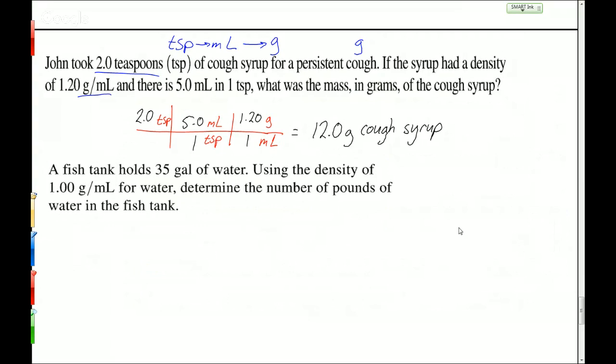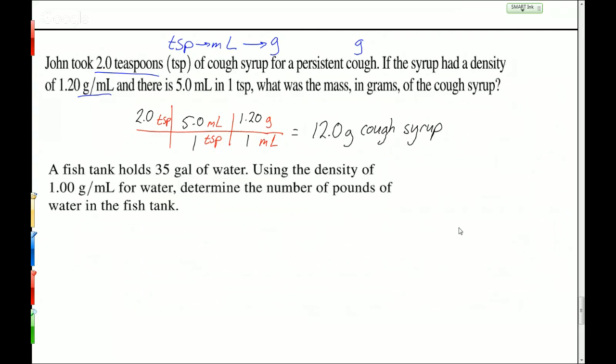A fish tank holds 35 gallons of water. Using the density of 1 gram per milliliter for water, determine the number of pounds of water in the fish tank. So we've got gallons, we've got pounds, but our density is in grams per milliliter.